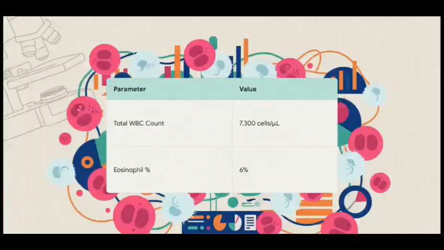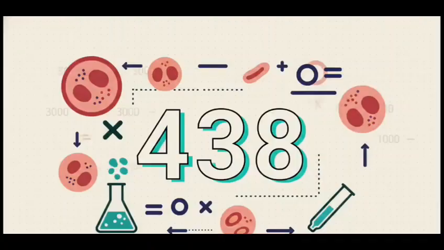Okay, let's make this real. Let's say a patient's report comes across your desk. The total WBC count is 7,300 cells per microliter, and the differential shows that 6% of those are eosinophils. So what do we do? We just plug them into the formula. 7,300 times 6, then divide by 100. And what do you get? 438 cells per microliter. That's our absolute eosinophil count. See? Super straightforward.